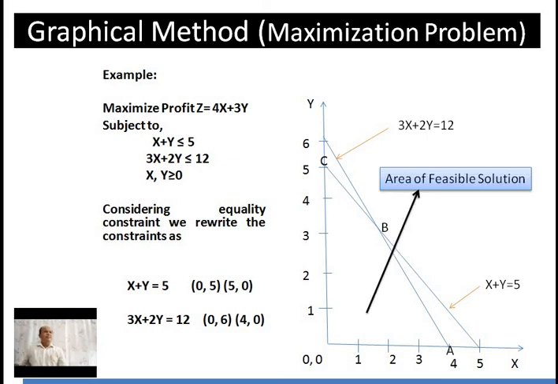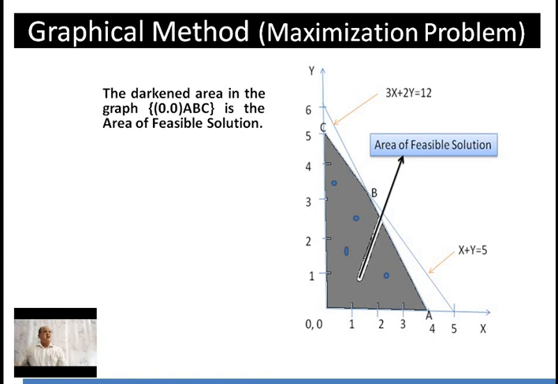So this area is called the area of feasible solution. Now within this area of feasible solution, he may produce at this point also, or at this point also, or at this point also. That means any point lying in this area of feasible solution, a producer can produce. Now out of all these points, we have to find out what is the point of optimal solution.